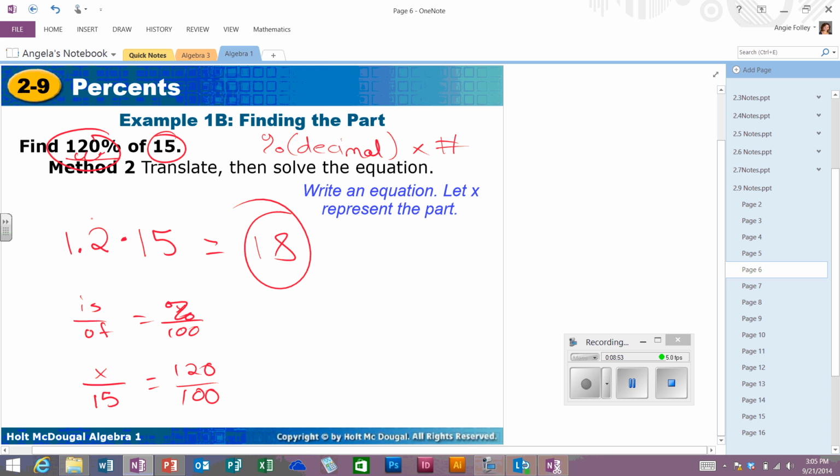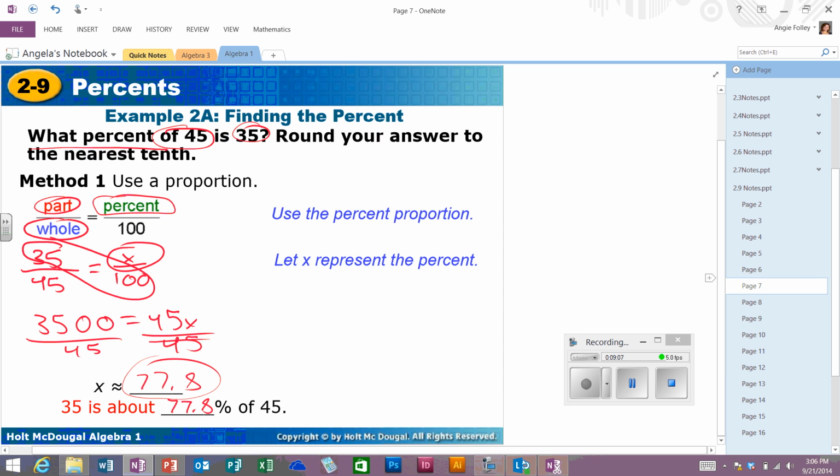If you were to solve it this way, just remember, you have to convert the percent to a decimal. And also, if you were solving for the percent this way, you would have to convert it back from a decimal to a percent. So this way, you don't really have to convert anything using the proportion.